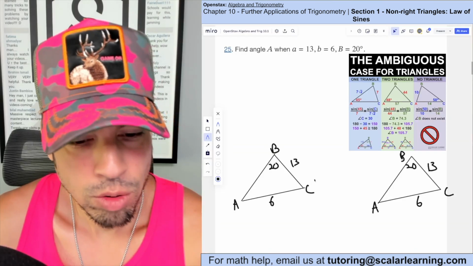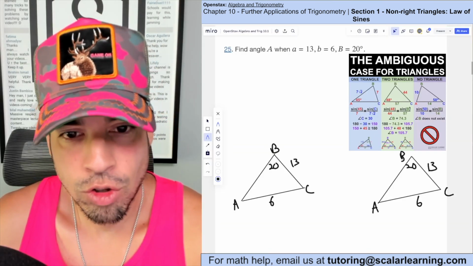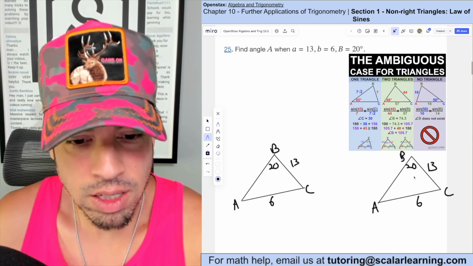Done. For this one, we're going to start with the assumption that it could be one, two, or no triangles. So we just have this set up just in case.